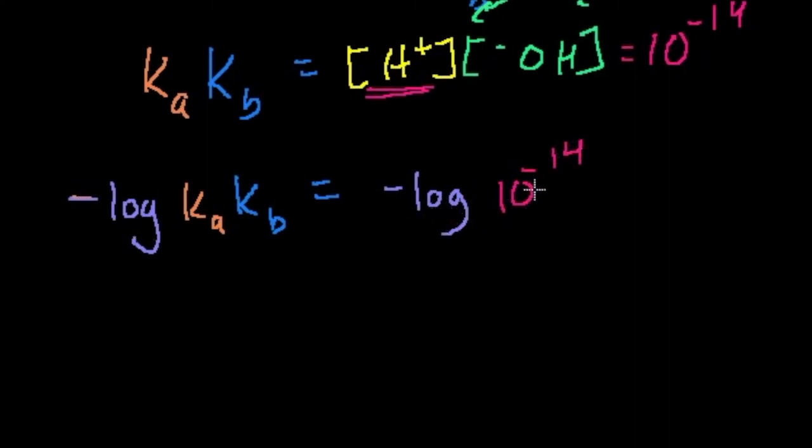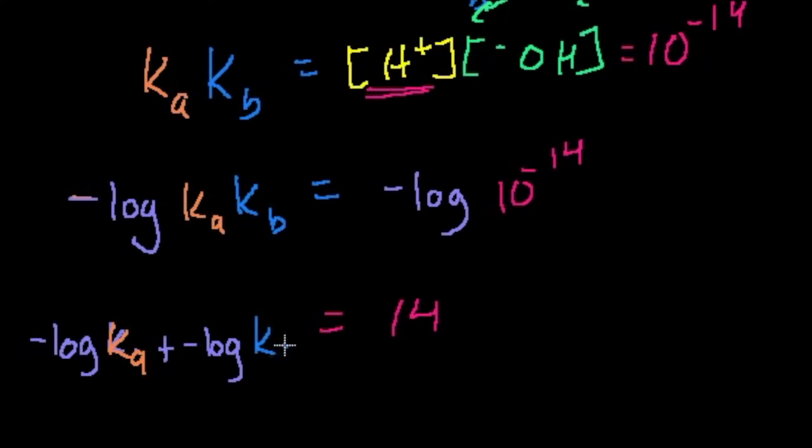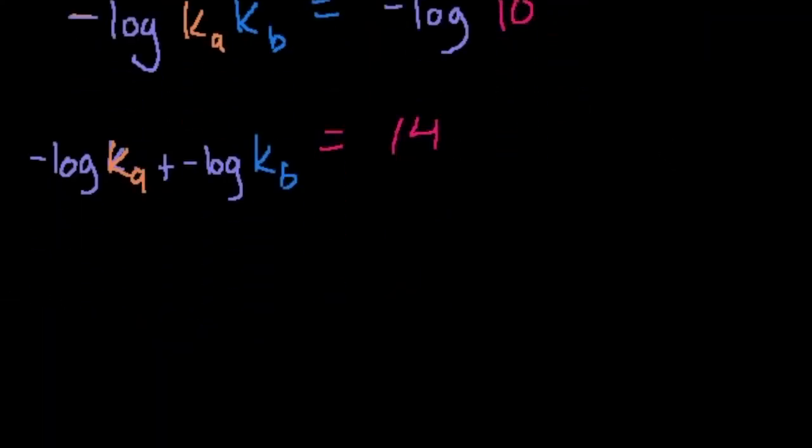So what is this equal to? The log of 10 to the minus 14 is minus 14, because 10 to the minus 14th power is equal to 10 to the minus 14. You take the negative of that, so this becomes 14. So the right-hand side of your equation just becomes 14. And this one, we could use log properties. This is the same thing as the minus log of Ka plus the minus log of Kb. Or, you could think of this as your pKa, and this is your pKb. So you could say this is pKa plus pKb, and all of that's going to be equal to 14.